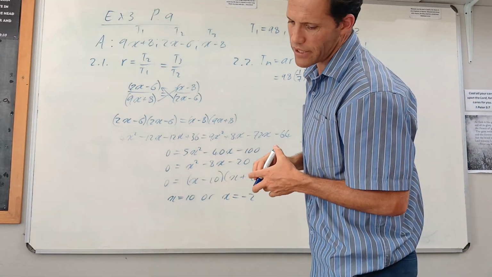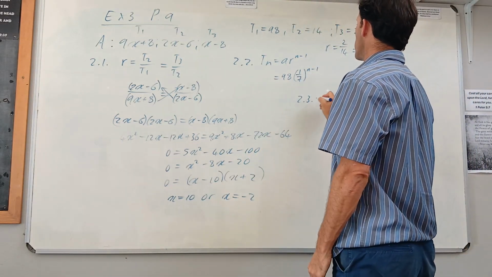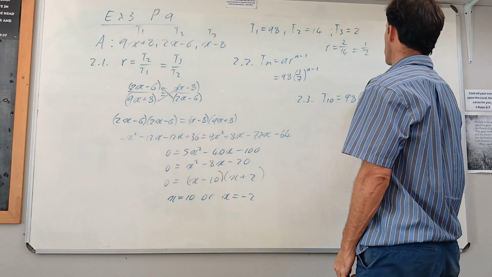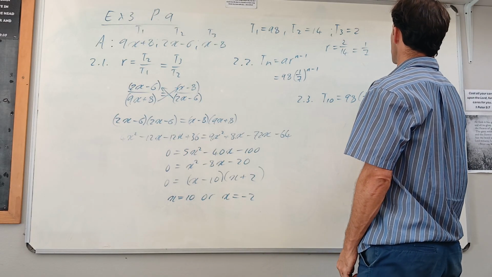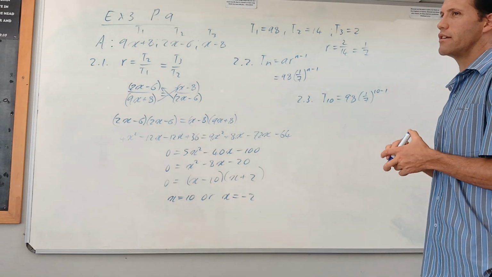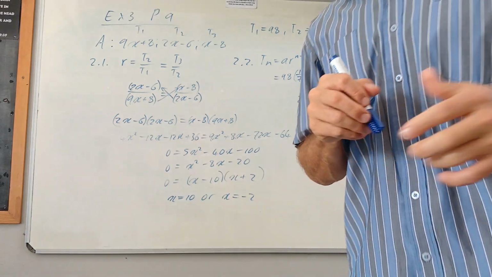And then the last one, they just said determine the value of the 10th term. So then for 2.3, you just substitute the 10th term. So it's 98 times 1 over 7 to the power 10 minus 1, and then you just solve it on the calculator. Okay. All right. So that was number 2.